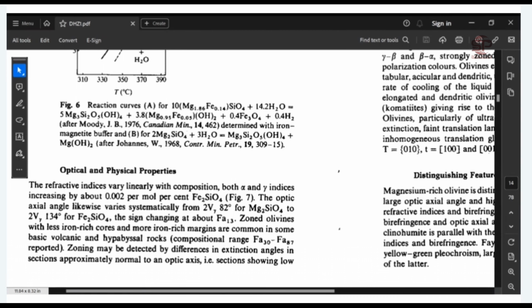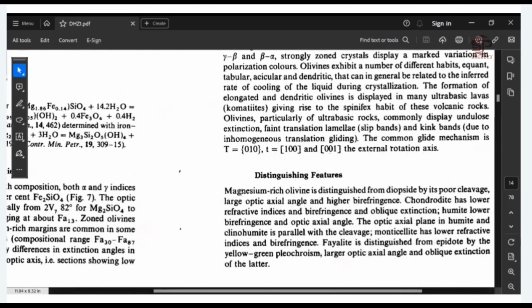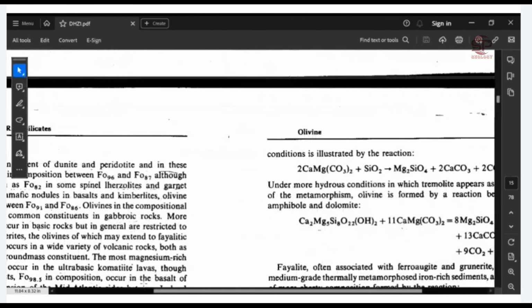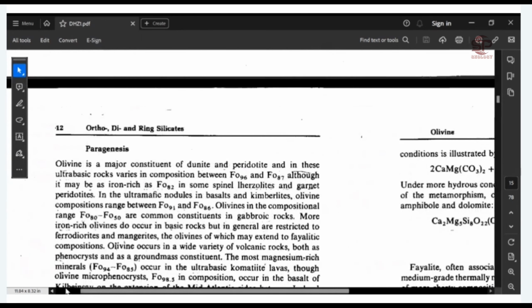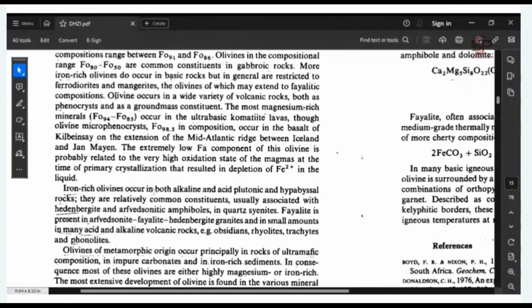Then the next option: the magnesium rich olivine is distinguished from diopside by its poor cleavage, large optical axial angle, and high birefringence. So the second option is also correct. Then the third option: iron rich olivine occurs in both alkaline and acidic, plutonic and hypabyssal rocks. So that is also correct.